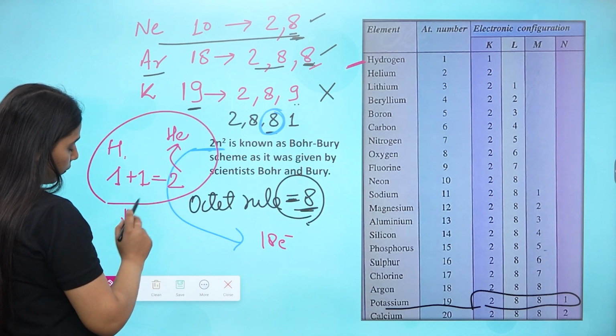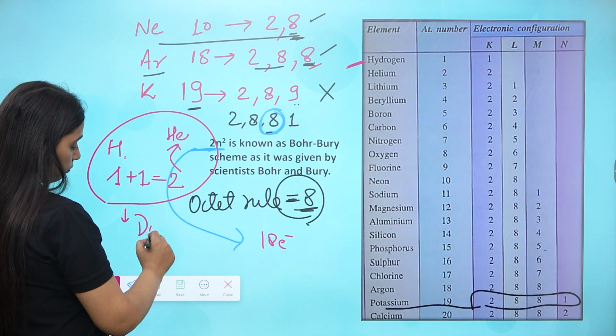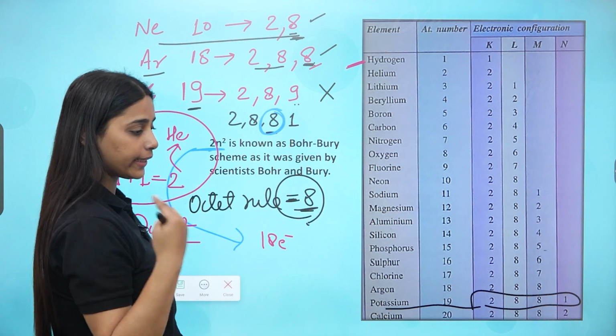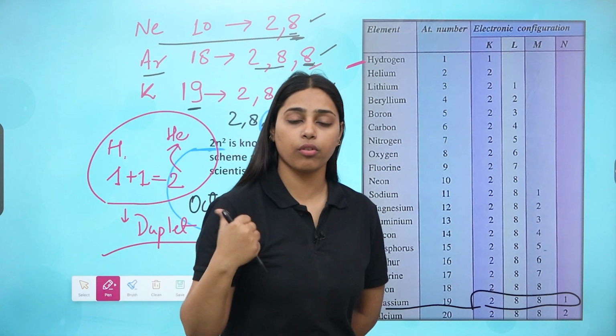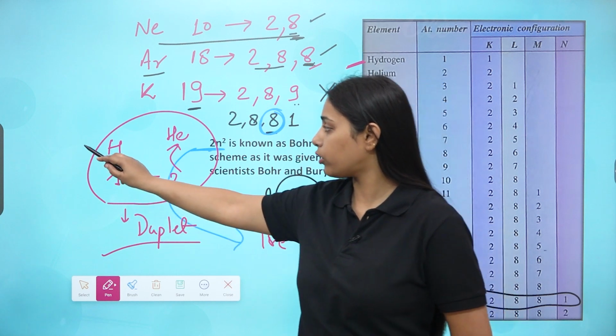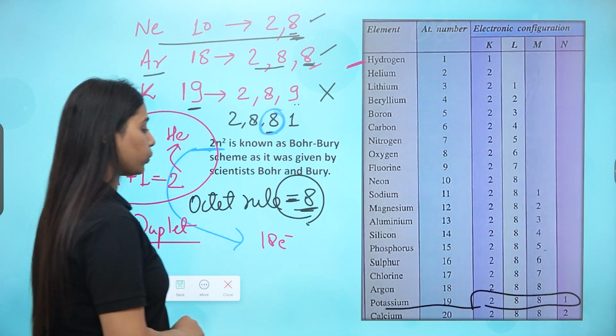So when an element is stable by having 2 electrons only, this is known as the duplet rule. Stability is defined in terms of the octet and duplet rule. The duplet rule is only followed for hydrogen. The rest of the elements follow the octet rule.